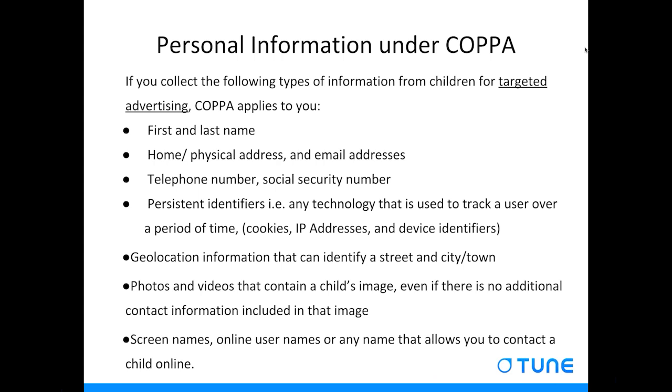When the law was passed in 1998, the types of information were first and last name, home physical address, telephone number, social security number. With the 2013 updates, we now have email addresses, persistent identifiers, which includes cookies and device identifiers, geolocation information that is sufficient to identify both a street and a city or town, photos and videos that contain a child's image, even if there's no other contact information in that image, screen names, online usernames, avatars, anything that allows you to contact a child online is now also considered personal information under COPPA.